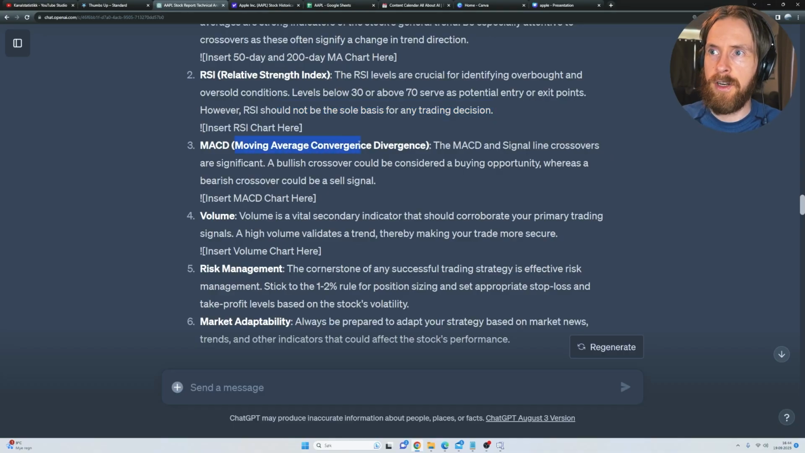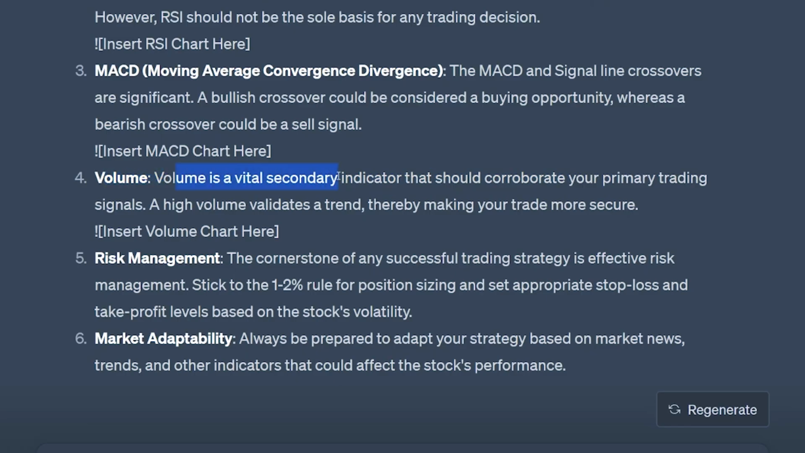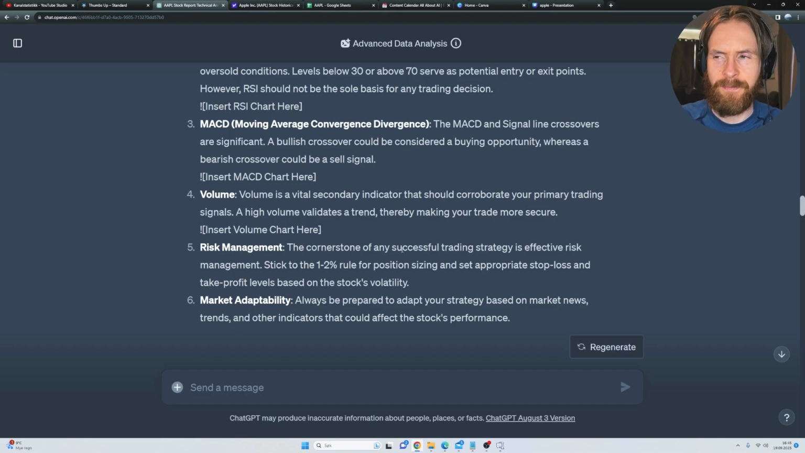We have the moving average convergence divergence. The MACD and signal line crossovers are significant. A bullish crossover could be considered a buying opportunity, whereas a bearish crossover could be a sell signal. We have volume. Volume is a vital secondary indicator that should corroborate your primary trading signals. A high volume validates a trend, thereby making your trade more secure. Interesting, right? And we have this kind of conservative risk management, so I thought that was cool too.